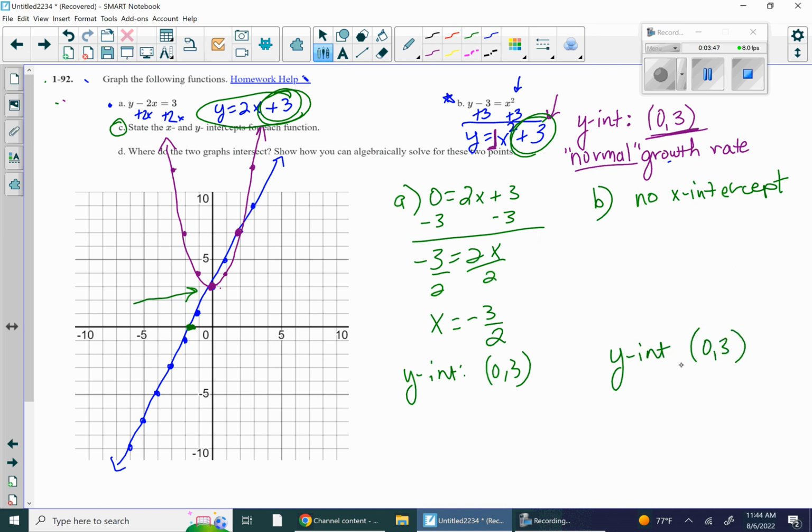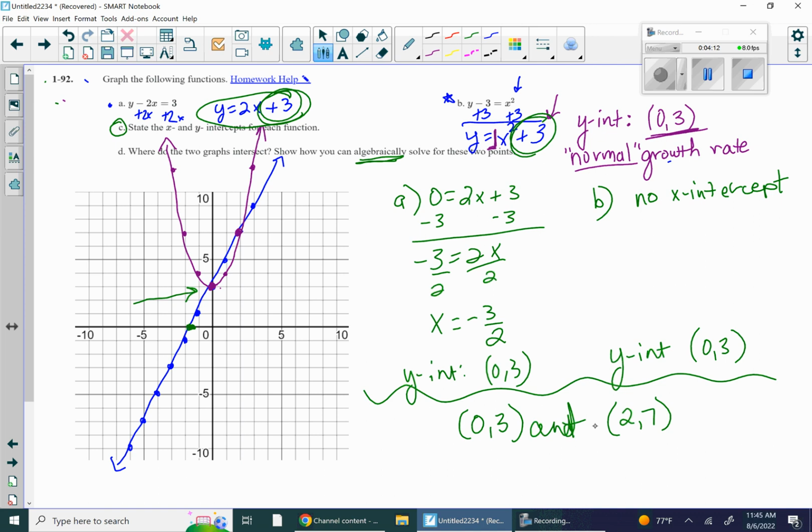Okay, next up, they're actually asking us where do the two graphs intersect. I am not going to algebraically solve this here because it is a pretty easy visual. We have the intersections at 0, 3, and 1, 5. All right, and I expect to see you solving that algebraically by setting the two functions equal to each other. So we could take 2x plus 3 equals x squared plus 3, solve that equation, and I should see that work on your paper.